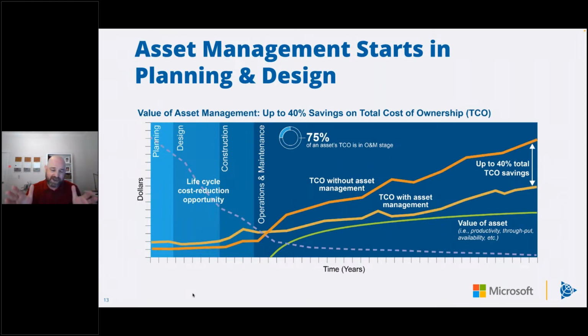When you look at the entire asset lifecycle, what this graphic is showing you, focus first on the gray dotted line. Basically that's telling you that even though 75% of an asset's total cost of ownership is going to be accrued in the operations and maintenance stage, the opportunities to reduce TCO decrease drastically as you proceed through planning, design, and construction. It's basically saying the majority of the variables that are ultimately going to drive total cost of ownership of a system, facility, or asset are baked in as you plan that facility or system, as you design it, and then ultimately as you build it.